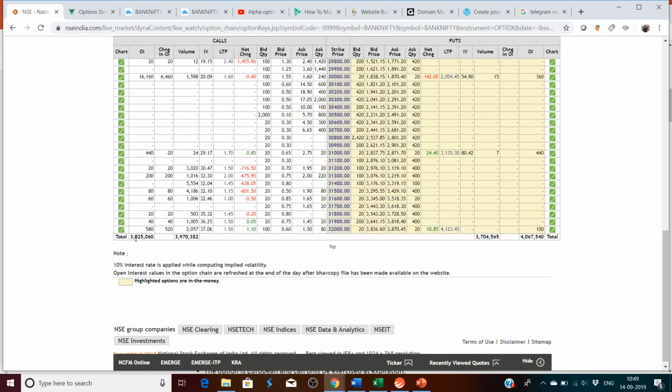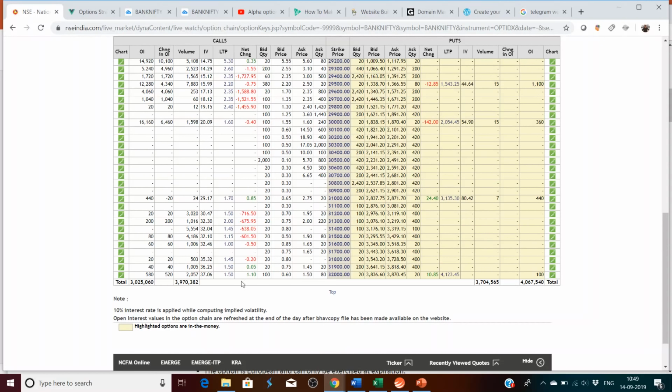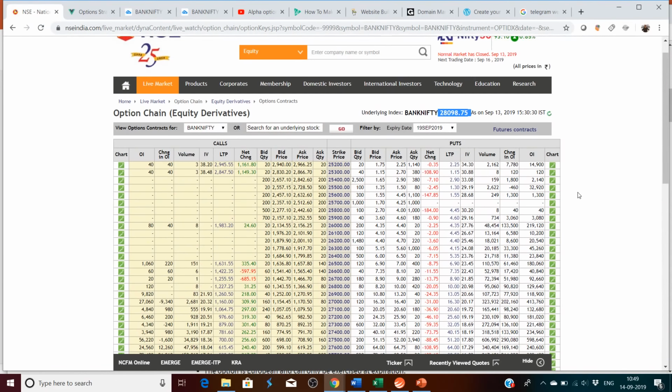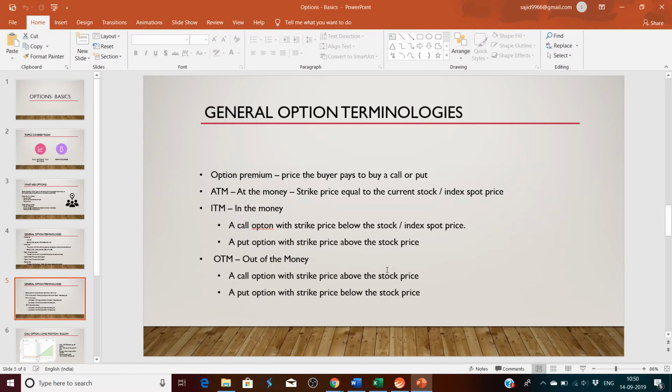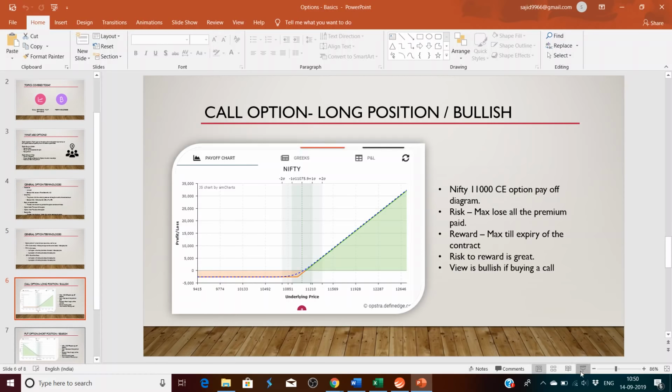And this also gives what is the open interest on the call side, what is the open interest on the put side. As you can see, put side open interest is high, so the market is bullish. There are a lot of ways to read this data which can be looked at. Now let's understand a little bit about call option.